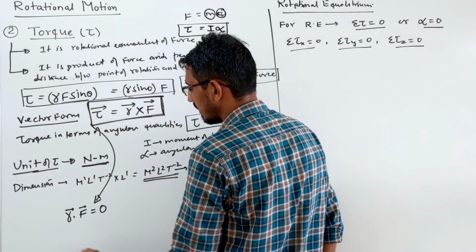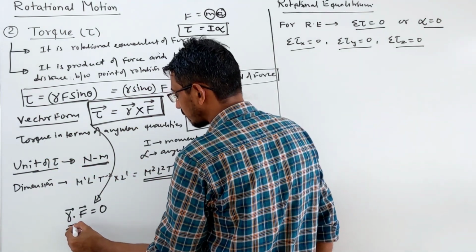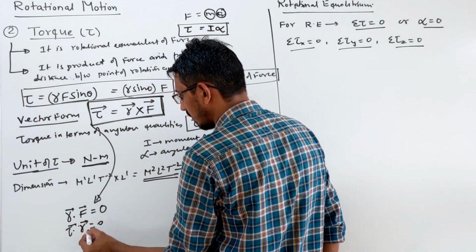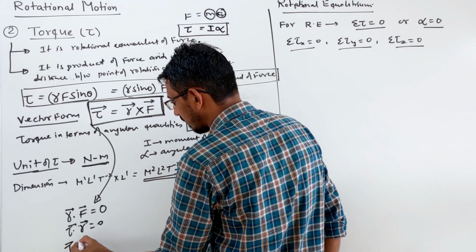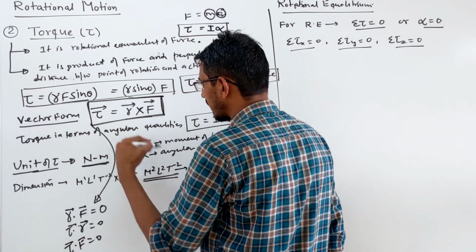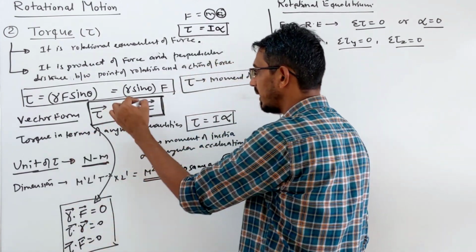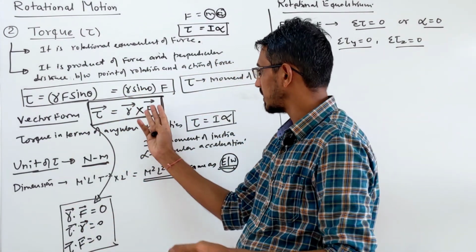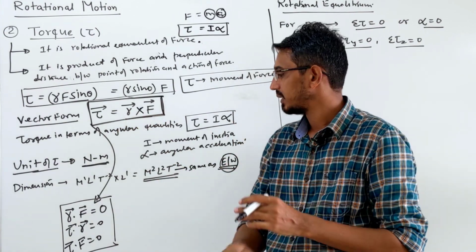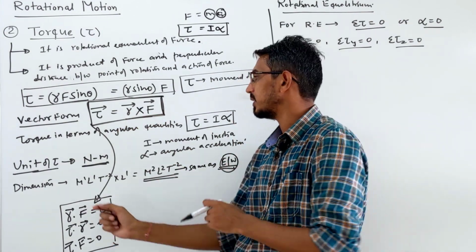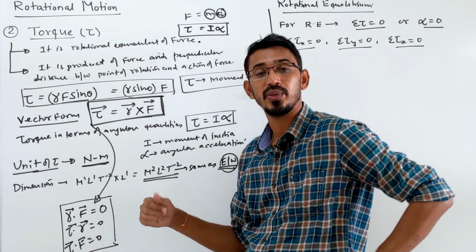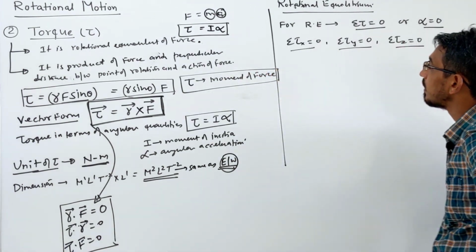You can take any one. You say torque dot r, what is the answer? 0. You say torque dot f, what is the answer? 0. Any combination you can put, that becomes simply 0. This is very important, and this is not only here. Any three vectors which are like this way, multiplied by cross product, this will be applicable. If you take the dot product of them, everything becomes 0.